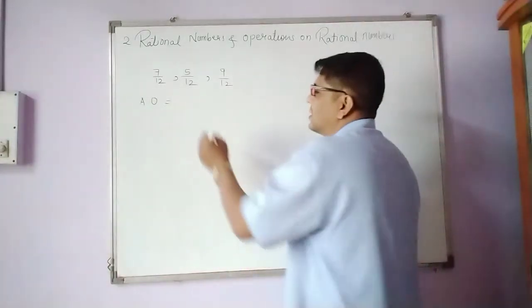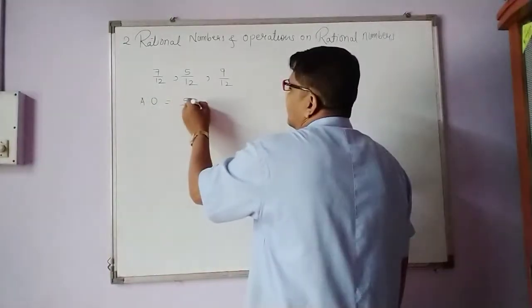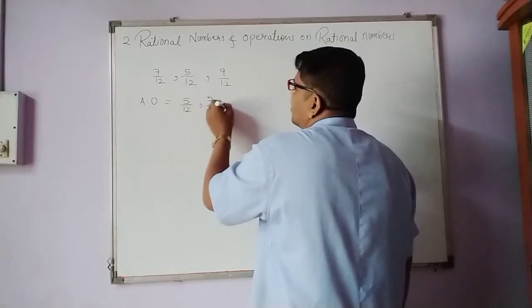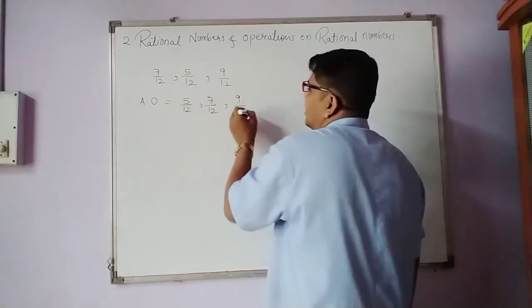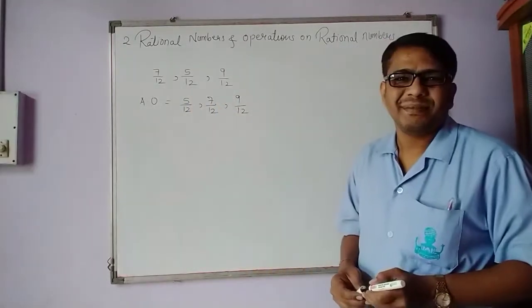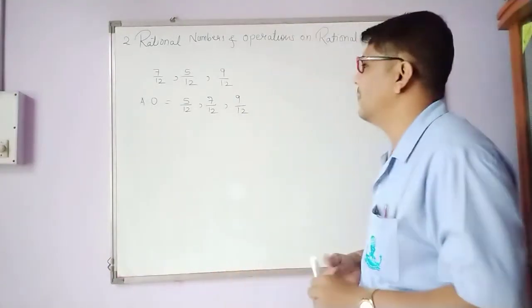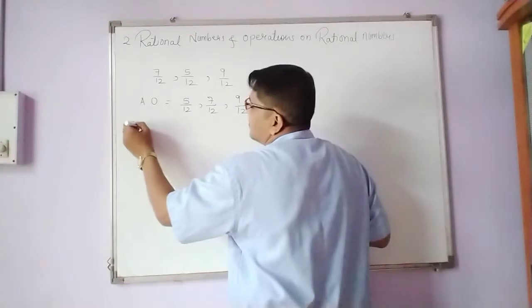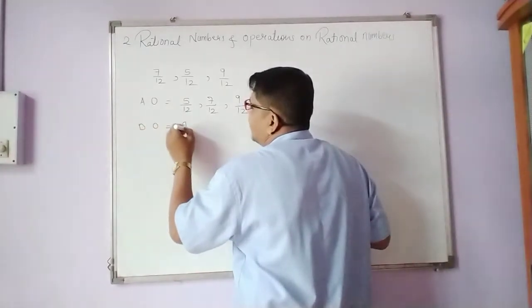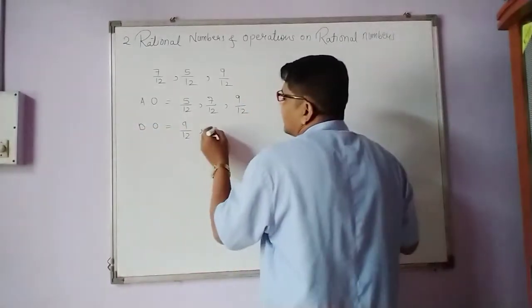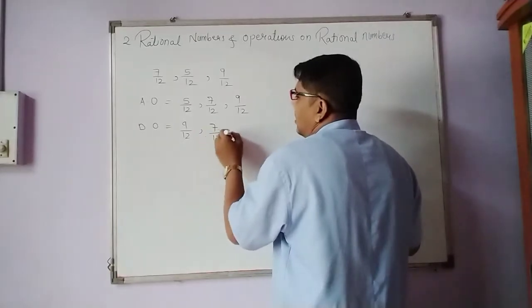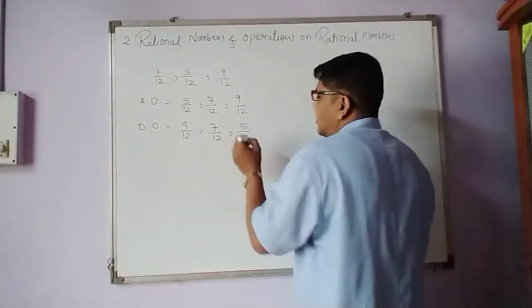Which will come first? 5 upon 12. Exactly. Then will come 7 upon 12. And then will come 9 upon 12, because 9 upon 12 is the greatest rational number. Then descending order, DO, exactly opposite of the above, right? So 9 upon 12, 7 upon 12 and 5 upon 12.